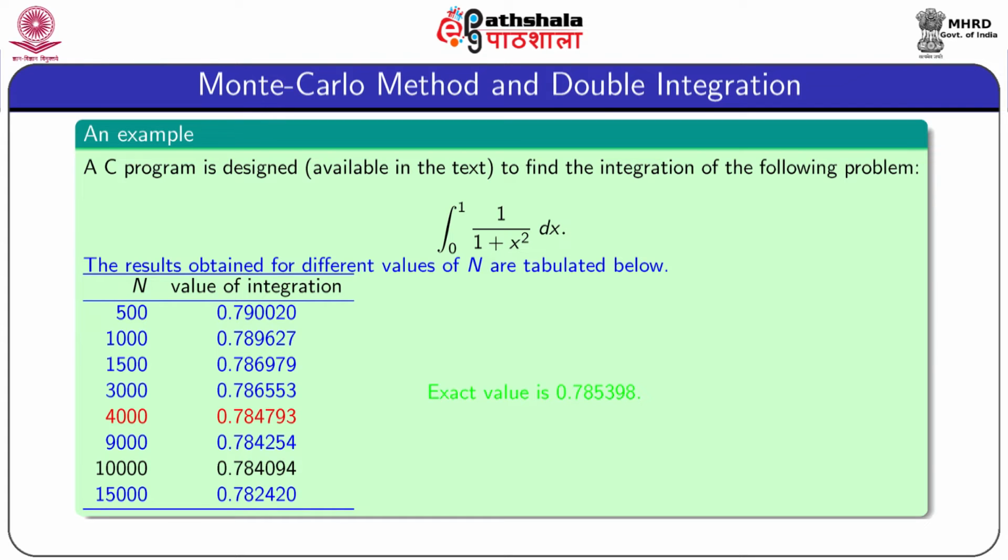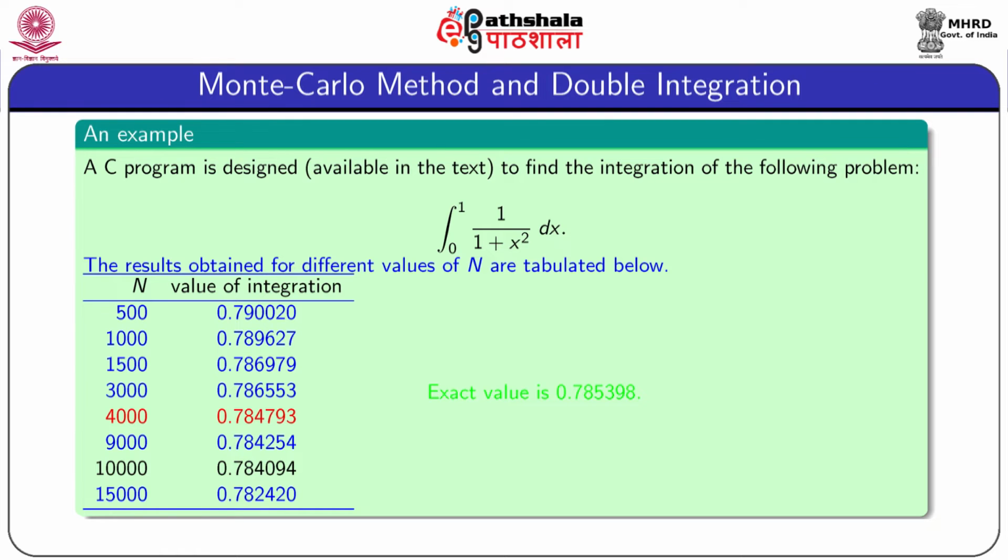When n equal to 1000, then the value is 0.789626, which is closer to the exact value than the previous one. When n equal to 1500, then the value is 0.786979, and it is even closer to the exact value than the previous two values. And when n equal to 4000, then the value is 0.784793. This is the closest value among the values mentioned in the table. So, this sample size, that means n equal to 4000, gives the best answer among all the other tabulated values.